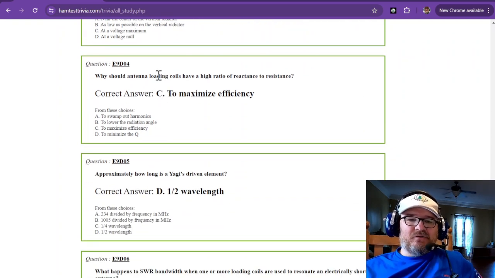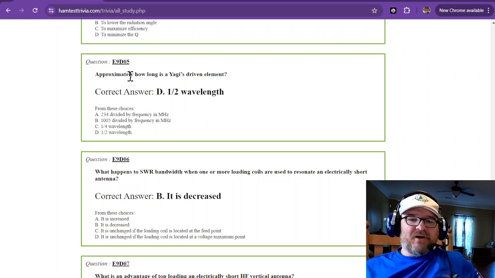Why should antenna loading coils have a high ratio of reactance to resistance? And that is to maximize efficiency. You want to have a high ratio of reactance because reactance is what cancels out the capacitive reactance out of the antenna system that you're making this for. Approximately how long is a Yagi's driven element? And that is a half wavelength. So a Yagi starts out with a half wavelength dipole, and then they add reflectors and directors.